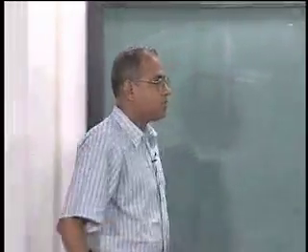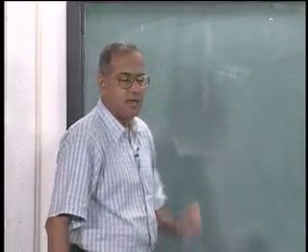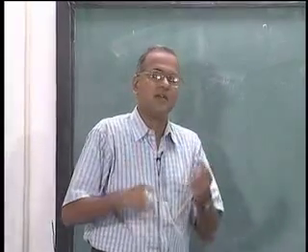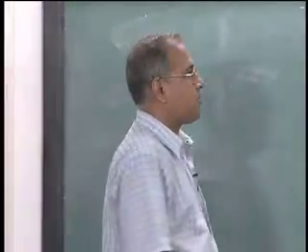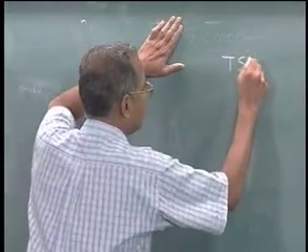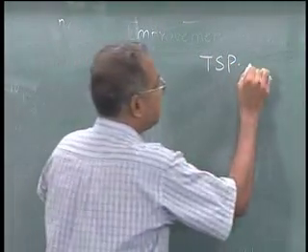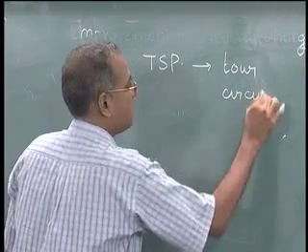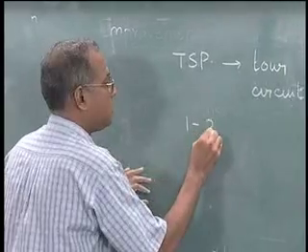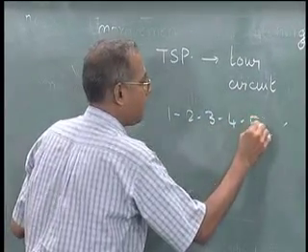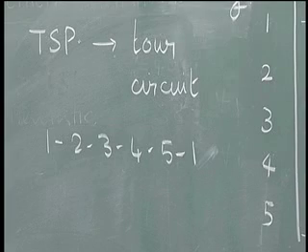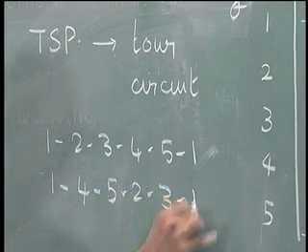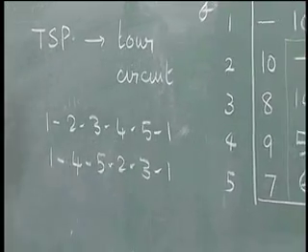Now, usually in the travelling salesman problem, we said the person starts in any city, goes to every city once and only once and comes back to the starting point. Now, such a problem is called the TSP or the travelling salesman problem, where the feasible solution is a tour or a circuit, which means a solution 1, 2, 3, 4, 5, 1 is feasible. A solution 1, 4, 5, 2, 3, 1 is feasible for a 5-city problem.